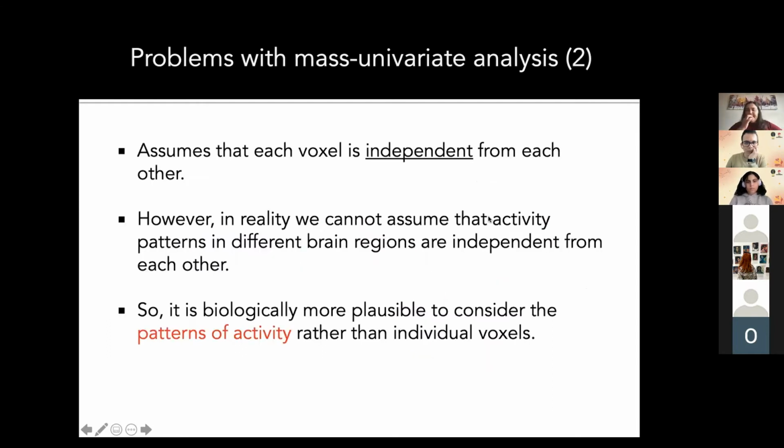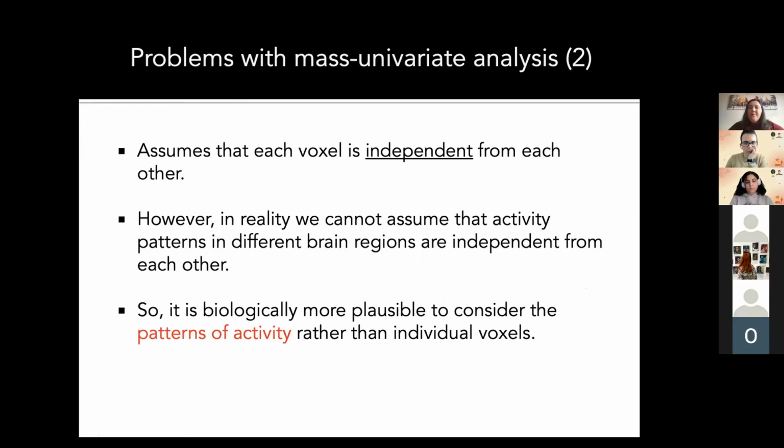And the second problem is that mass univariate analysis assumes that each voxel is independent from each other. However, in reality, we cannot assume that the activity patterns in different brain regions are independent from each other, right? Because the brain is basically a network.